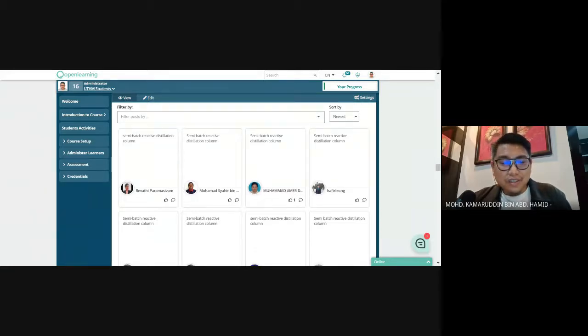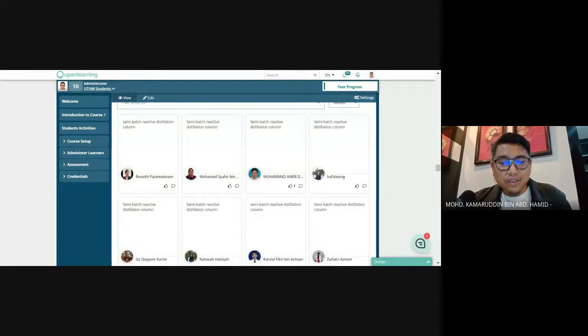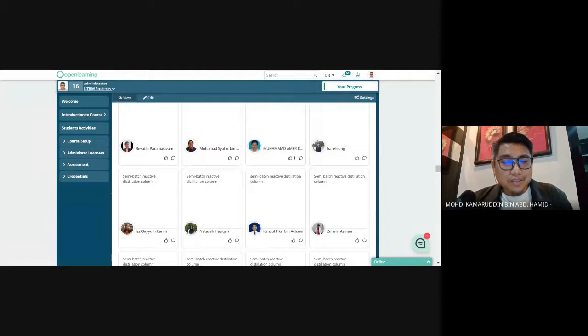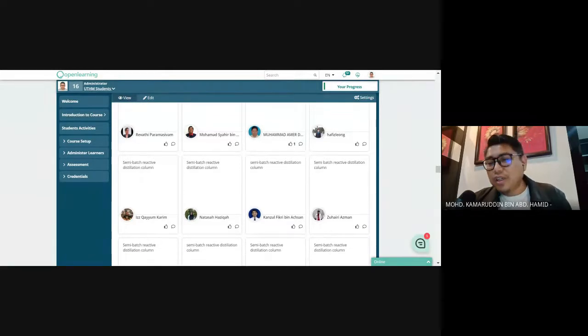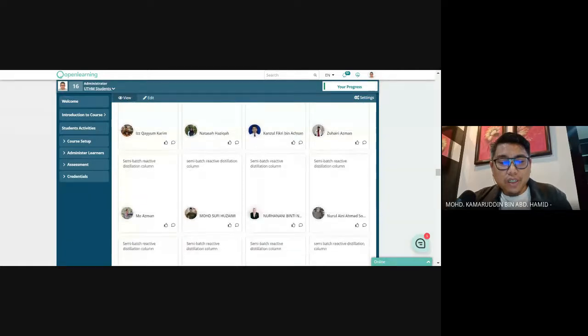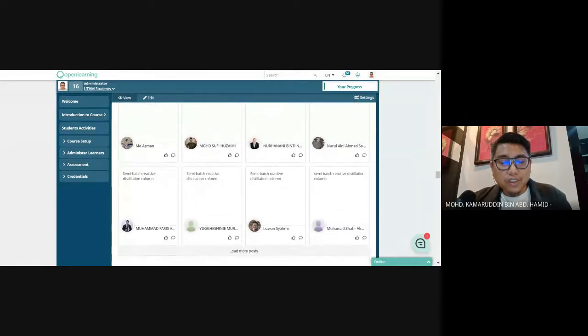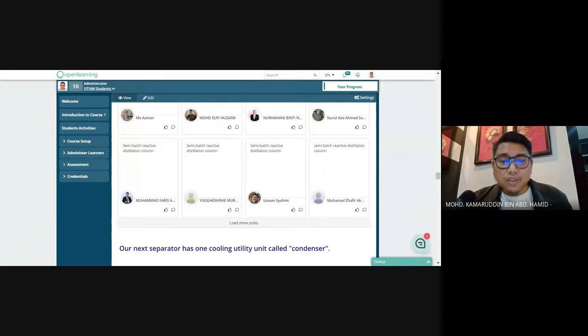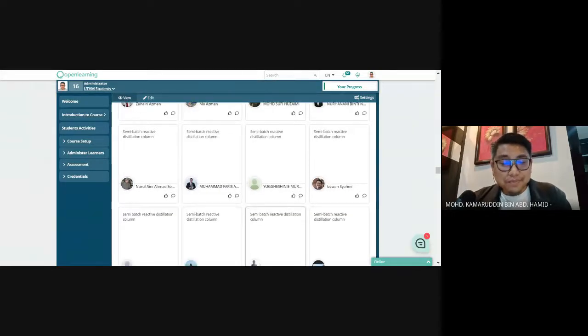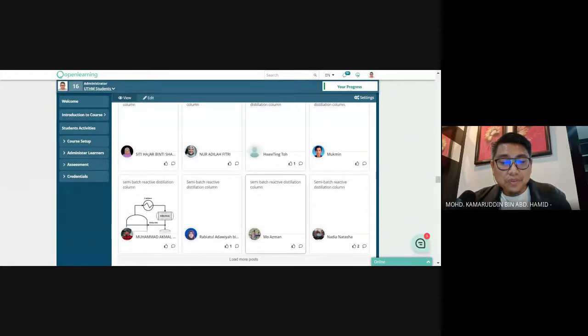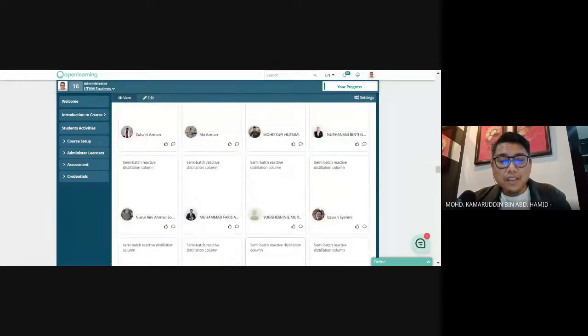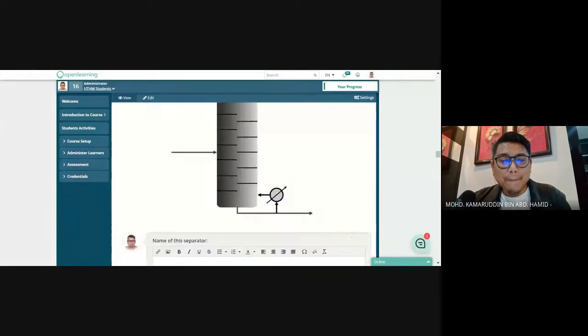Say this is continuous. You have a feed in, you have two streams out. So you cannot call it semi-batch. Reactive, you don't have any reactive section there. There isn't even a reactor in it, not even a reaction section. Everyone has the same answer; one person answered and everyone followed. Alright, let's see. All the same.